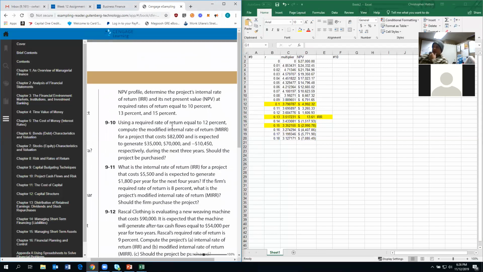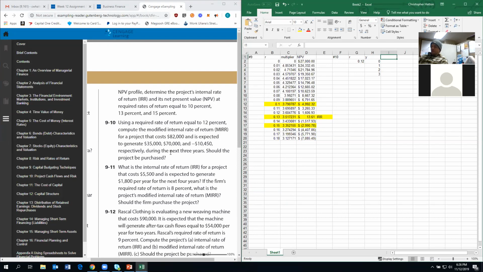So using a required rate of return equal to 12%. So we can put that in there. Compute the modified internal rate of return of a project that costs $82,000 and is expected to generate $35,000, $70,000, and negative $10,450 respectively during the next 3 years. So then we have year 0, 1, 2, 3.